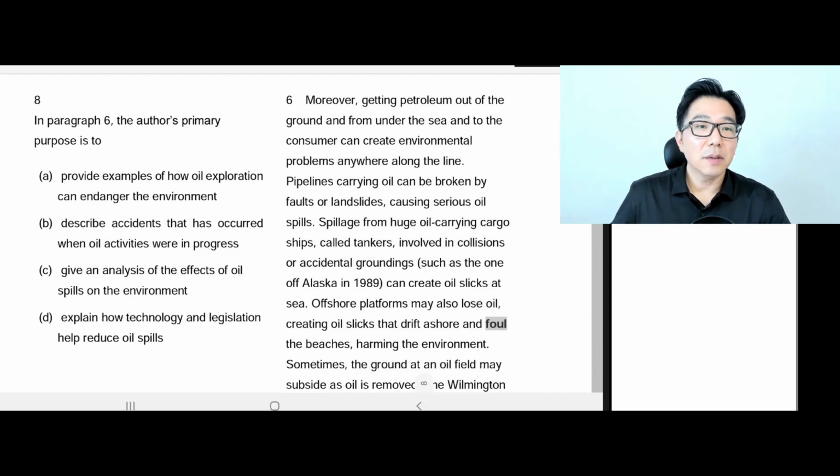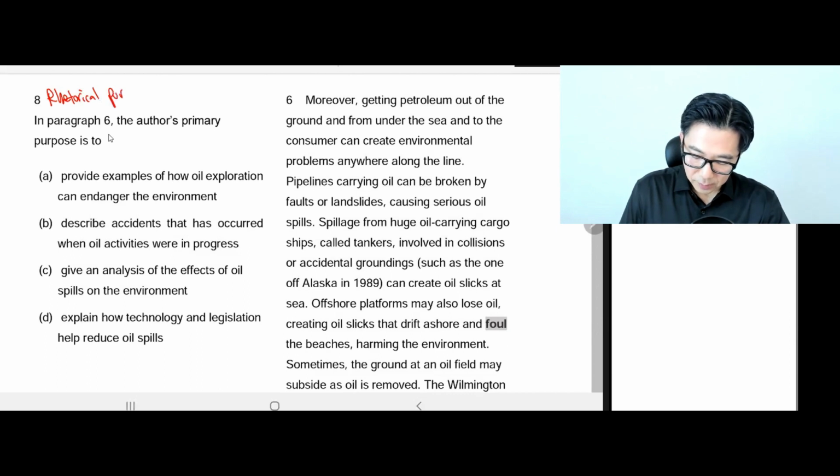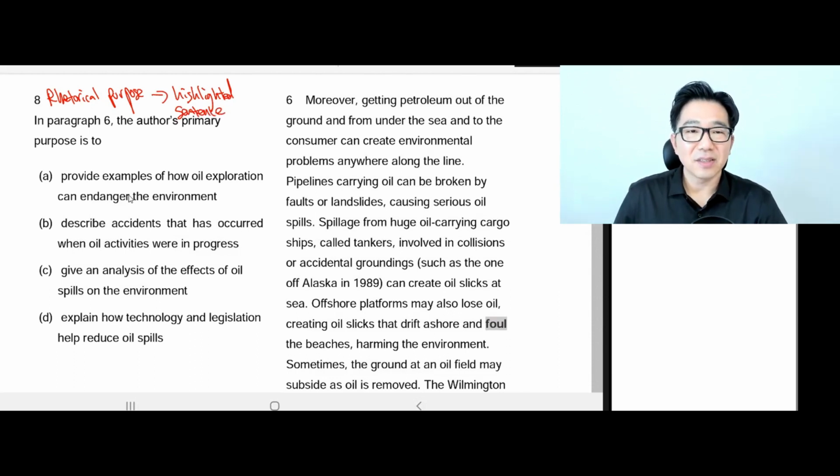Question 8. In paragraph 6, the author's primary purpose is to, wow, this is a bit weird. It's a rhetorical purpose, but it's kind of a curveball because usually the question is based on a highlighted sentence, isn't it? But it's not very often that they're asking the purpose of the whole paragraph. Okay, not a highlighted sentence. But it's easy, like we read it.